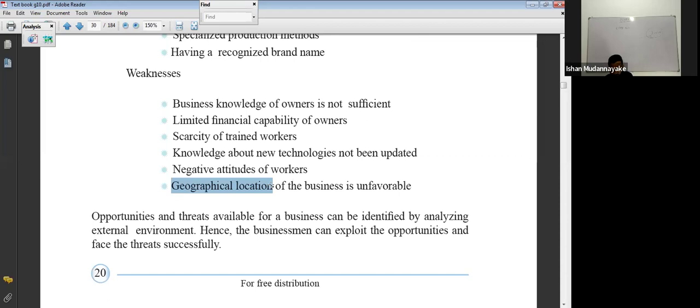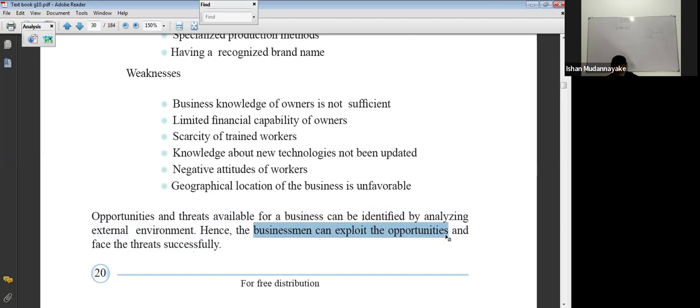Right, then with this note, opportunities and threats available for the business can be identified by assessing the external environment. Yes, the businessman can exploit the opportunities and face the threats successfully. From opportunities, the business organization needs to get maximum benefit. And if there is a threat, the business needs to face it successfully.